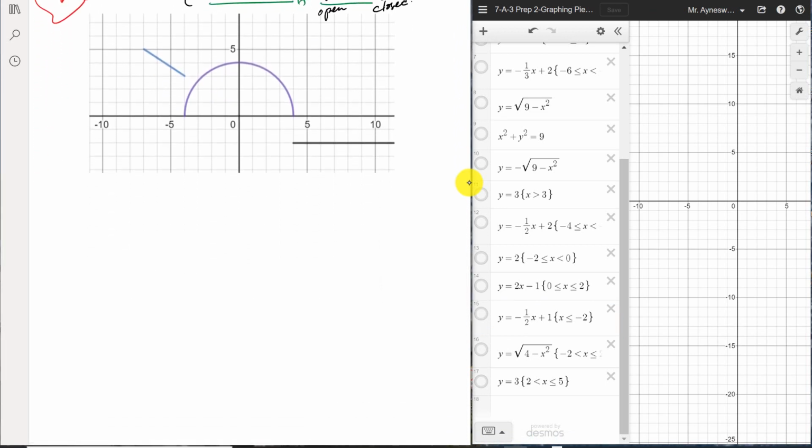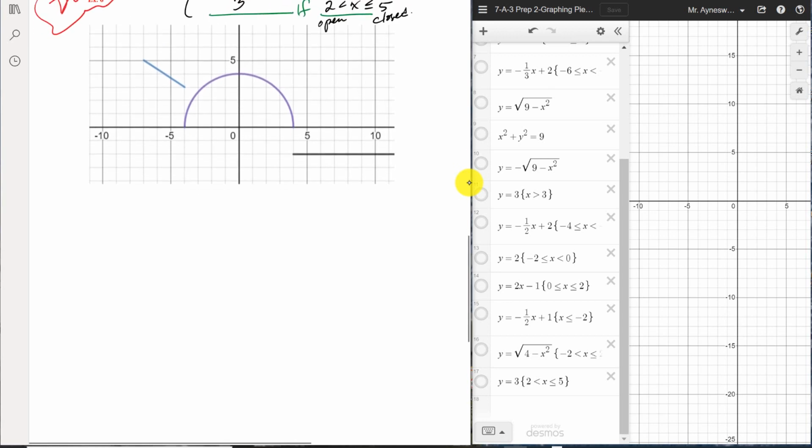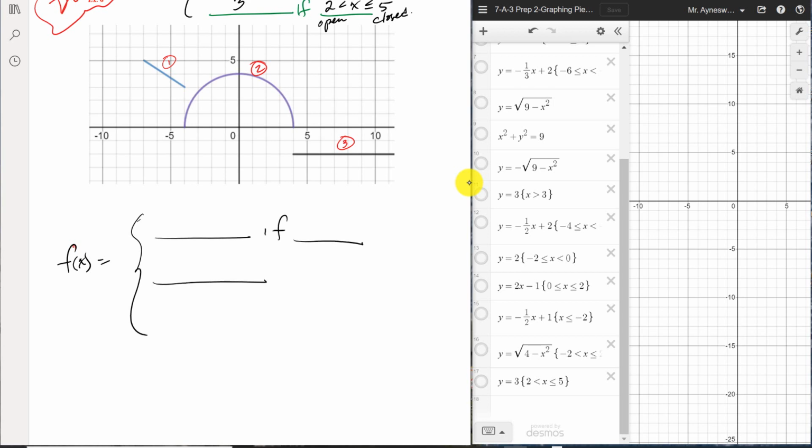Okay, last example. This is the last piece. So we have 3 pieces in this example. Example 6. So 1, 2, 3. So we have f of x here is equal to, okay, first piece on some domain, second piece on a different domain, third piece on its own domain. Okay, so first piece is linear.